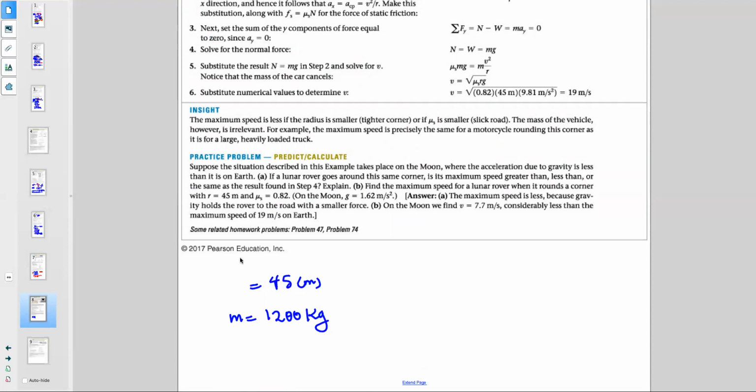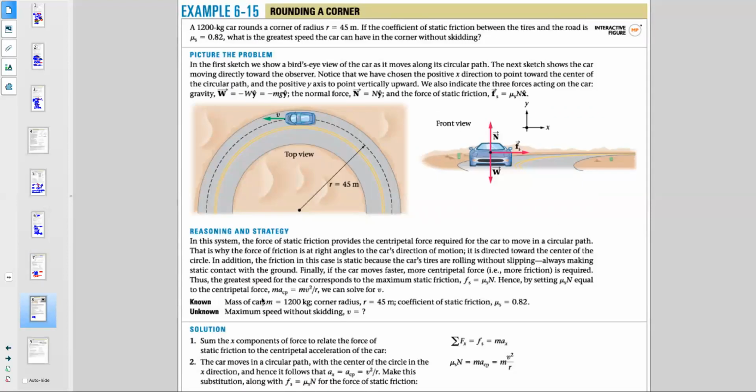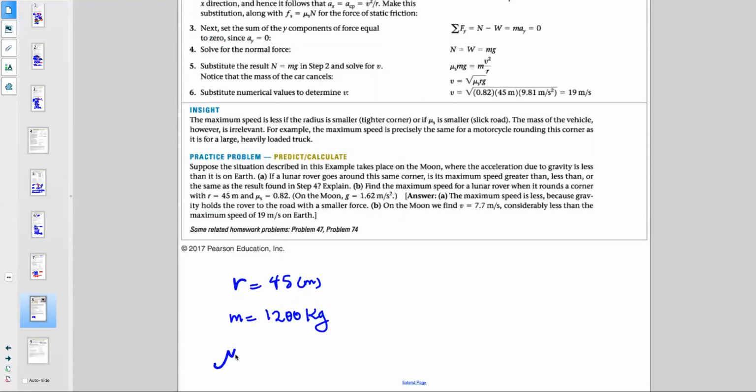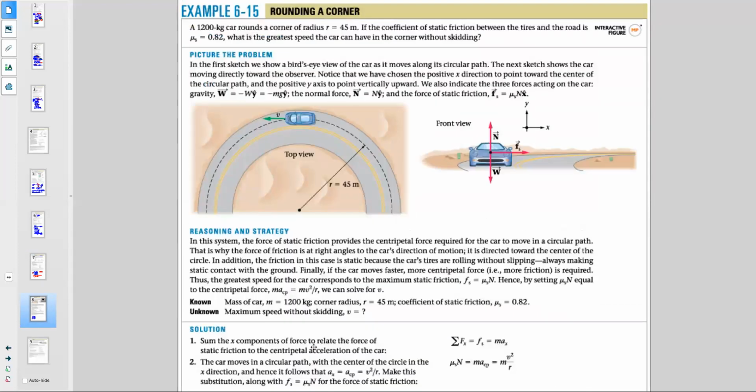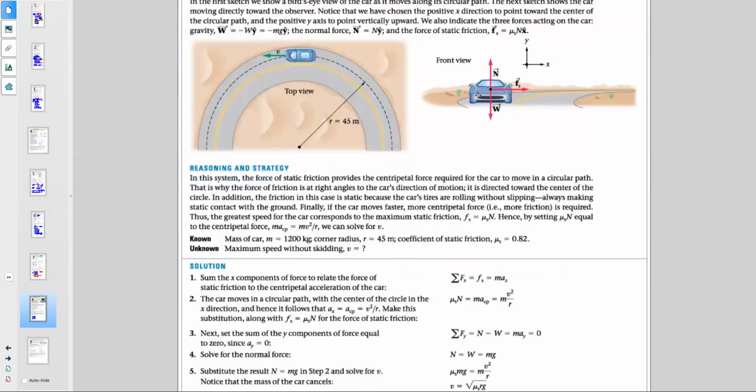Okay, and this is R, by the way. That's R, and 1,200 kilograms is the mass. And so the coefficient of static friction between the tires and the road is mu s 0.82. So mu s is also given. This is from tire and road, okay? And what is the greatest speed the car can have in the corner without being pulled away, or without sliding, in fact, okay?